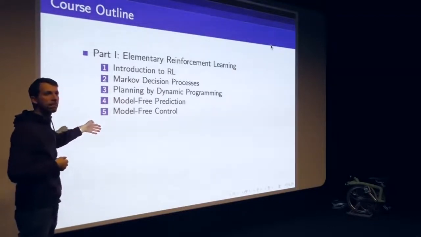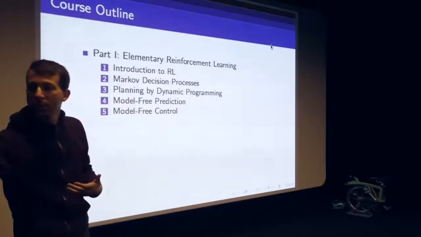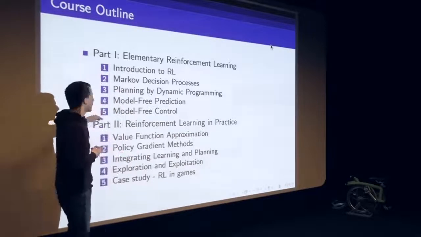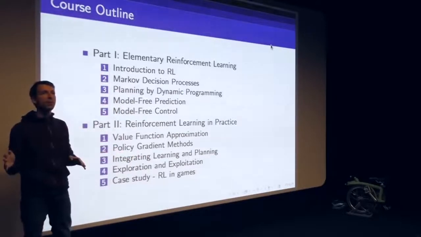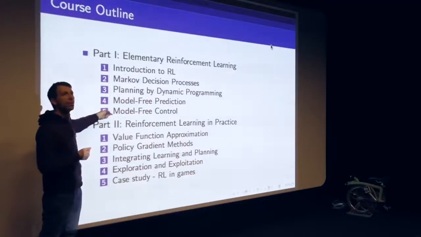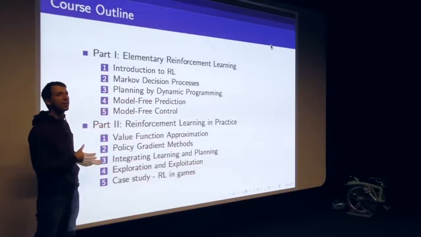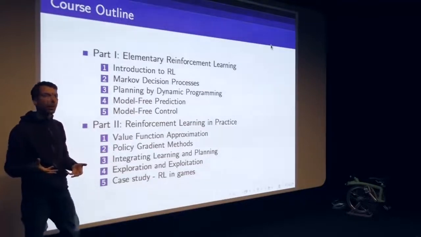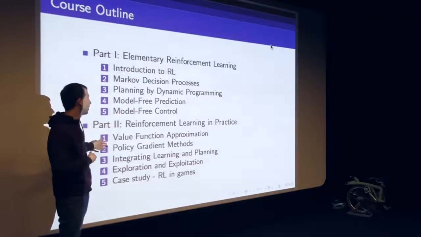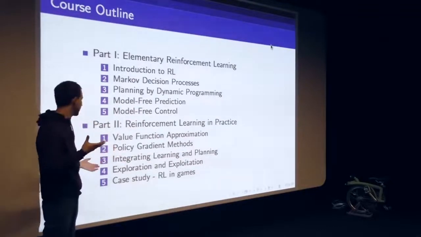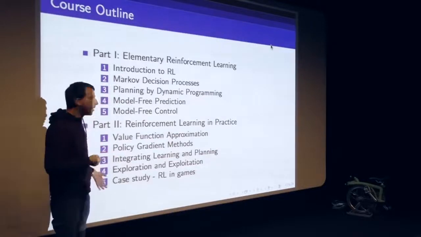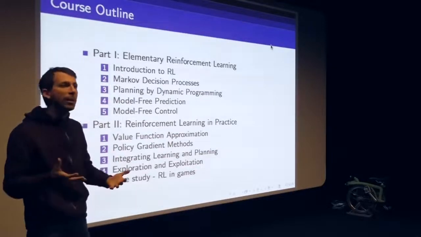In the second part of the course, we'll look at how to scale up and really apply these ideas. At the end of the first part, you won't really be able to go off and solve interesting problems. You shouldn't have that expectation. But all of the ideas we'll learn here do scale up, and in the second part of the course, we'll understand how they scale up and apply to more interesting problems by using value function approximation, policy gradient methods, integrating learning and planning using more sophisticated approaches, and solving the exploration-exploitation problem. That's where things will become interesting.